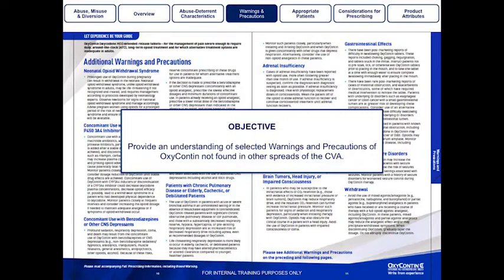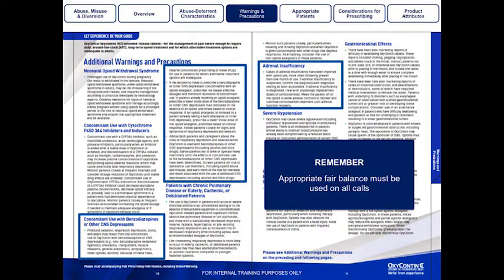The objective of this spread is to provide an understanding of selected warnings and precautions for OxyContin not found in other spreads of the CVA during your sales calls with the HCPs. Remember, warnings and precautions can have implications for prescribing decisions or patient management, and appropriate fair balance must be used on all calls in order to have a balanced discussion of messages and risk information with the HCPs.